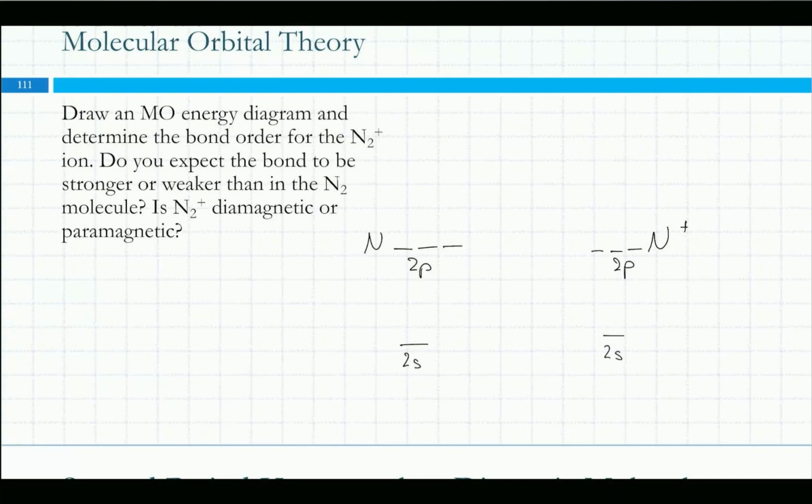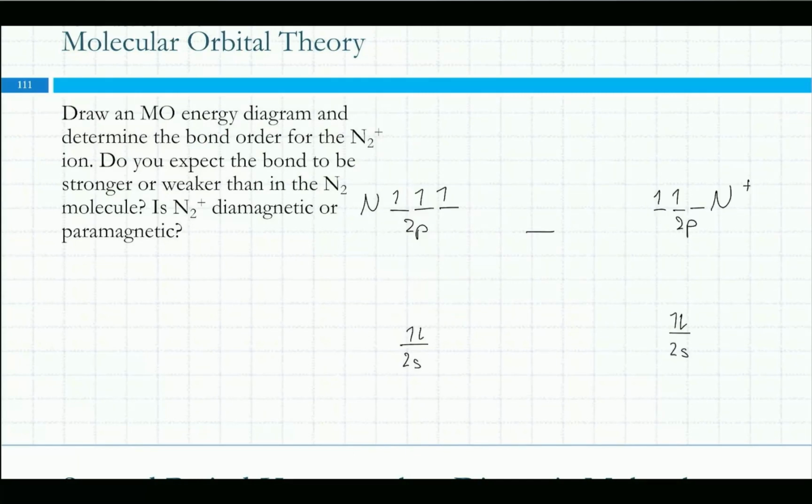Now, how many valence electrons does nitrogen have? 5. So 1, 2, 3, 4, 5. Now for my other nitrogen, it's N plus. So 1 less electron, it's only got 4. So 1, 2, 3, 4. And this is the weird bond order. Should have spaced these out more. So these are the sigma. These are the pi.